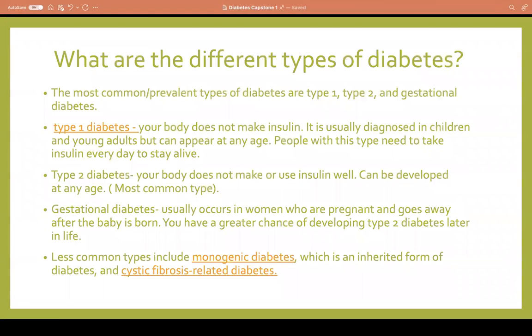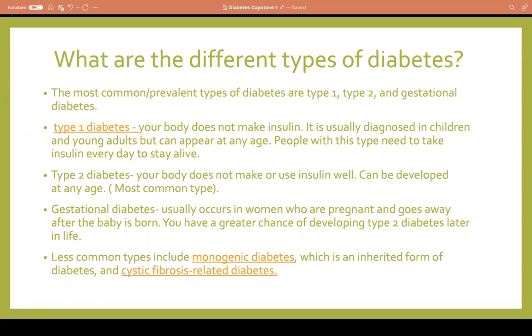People with this type need to take insulin every single day in order to stay alive because their body is unable to produce insulin. Type 2 diabetes is when the body does not make or use insulin well or properly. This can be developed at any age, and it is the most common type of diabetes.